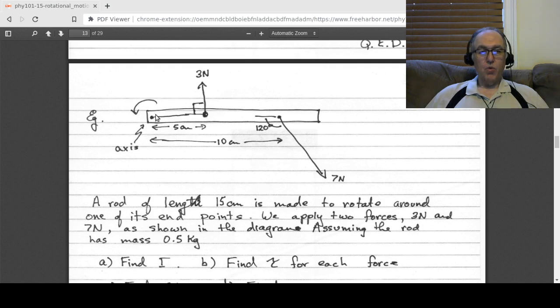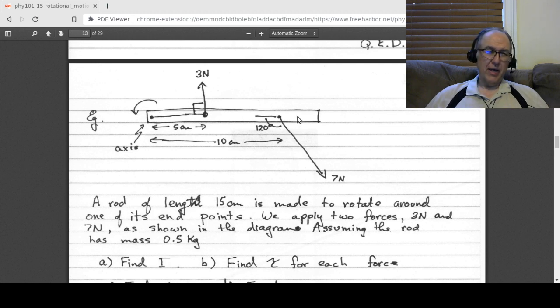Here we go. It's a rod. The rod has a full length of 15 centimeters from end to end. And I apply two forces. I apply one force at 5 centimeters from one end. That's 3 newtons, and I apply it perpendicular to the bar. And I apply another force at a distance of 10 centimeters. That force is applied at an angle such that it's at 120 degrees from the bar. Now, if it's 120 degrees here, it's 60 degrees over there.